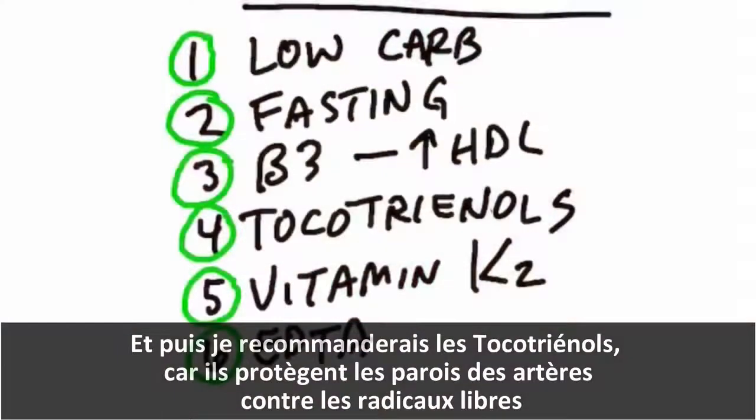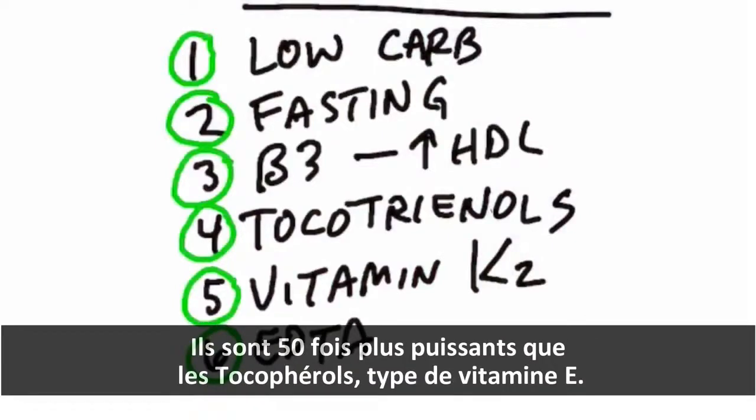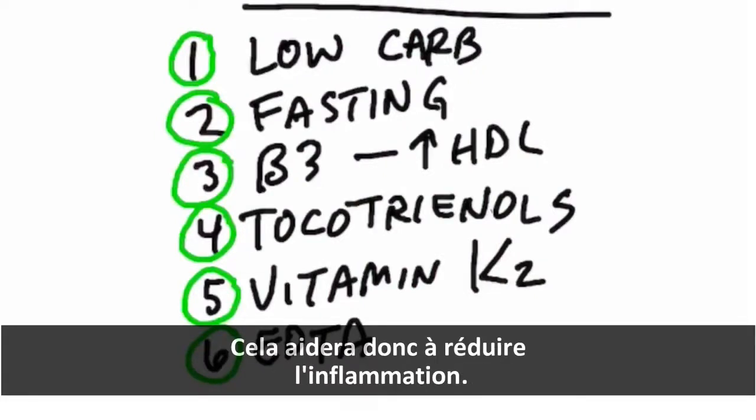And then the next one I would recommend is tocotrienols, because that is going to protect the inside of the arteries against free radicals. It's 50 times stronger than the tocopherols. Tocotrienols, it's a type of vitamin E. So that actually will help you reduce inflammation.